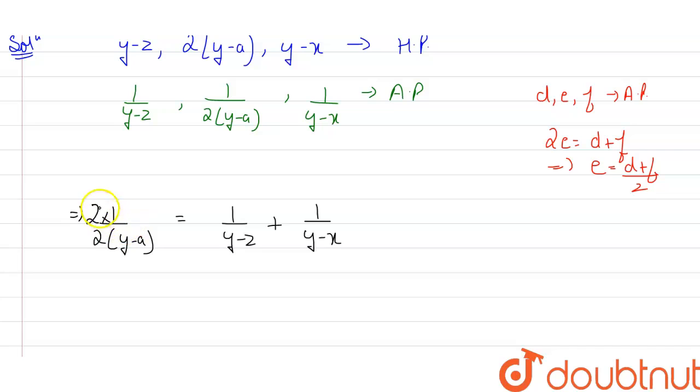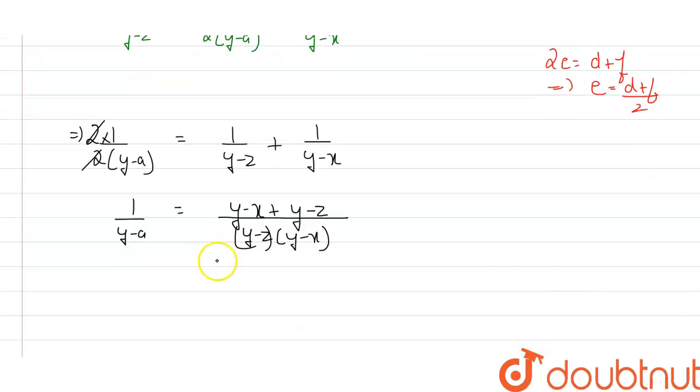So in that case, I can first cancel out the 2. So I am receiving this equation as 1 upon y minus a. And if I take the LCM here, this will give me (y minus x plus y minus z) divided by the product of y minus z and y minus x. Okay, guys.